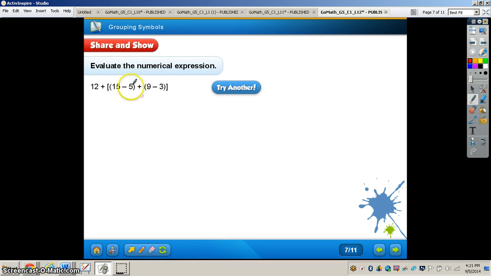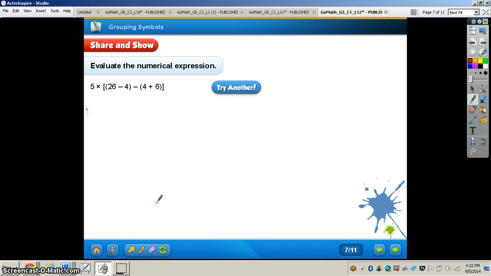Okay, so we are going to look at, first of all, we're going to do the parentheses first. Okay, so that's going to give me 10 plus 6. So we still have our brackets. Then 12 plus 10 plus 6. Okay, then we do 10 plus 6 again. That's going to give us 16. Drop our 12 down. So we have 12 plus 18 equals 28 for our final answer. Okay, now I want you to do this at your seat all by yourself.